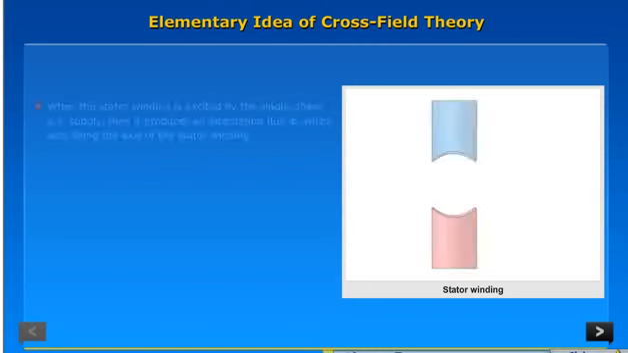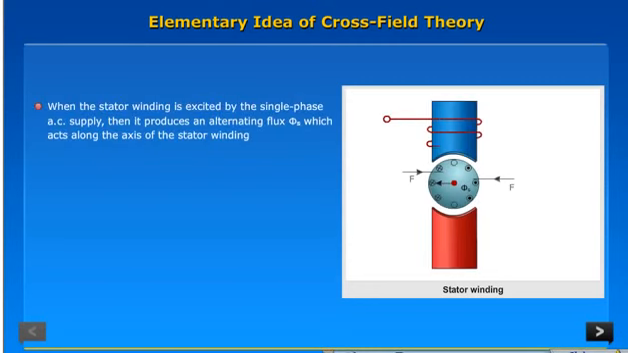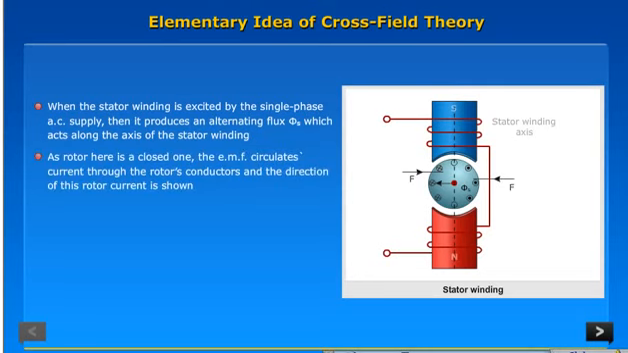Elementary idea of cross-field theory. When the stator winding is excited by the single-phase AC supply, it produces an alternating flux phi s which acts along the axis of the stator winding. As the rotor here is a closed one, the e.m.f. circulates current through the rotor's conductors, and the direction of this rotor current is shown.